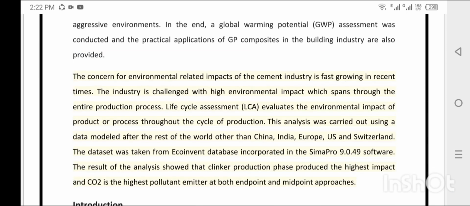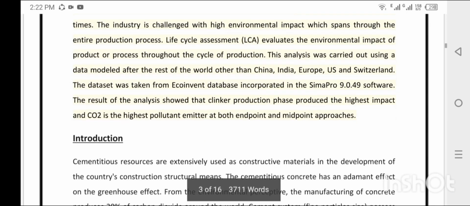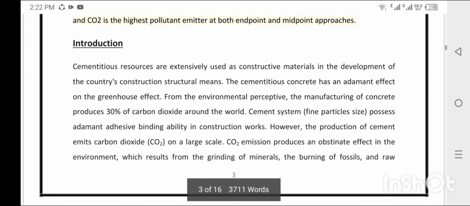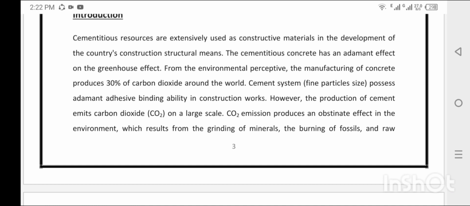Now we have the introduction. Cement or concrete and other resources are used for building purposes for the development of countries' construction. But the manufacturing of concrete produces a large amount of carbon dioxide in our surroundings. It could be around 30%, which is highly dangerous for human health.